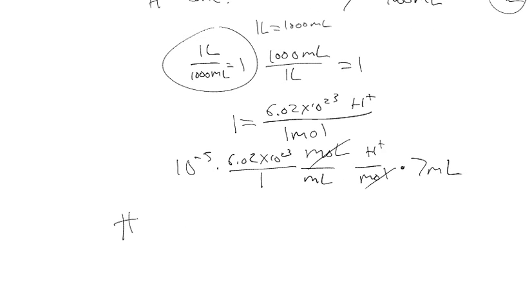So if we just multiply this by 7 milliliters, then we'll get the number of H pluses we have. So that's our answer. Number of H pluses is equal to 10 to the minus 5 times 6.02 times 10 to the 23rd times 7.